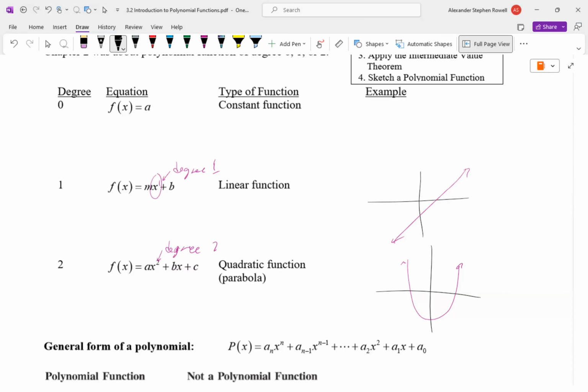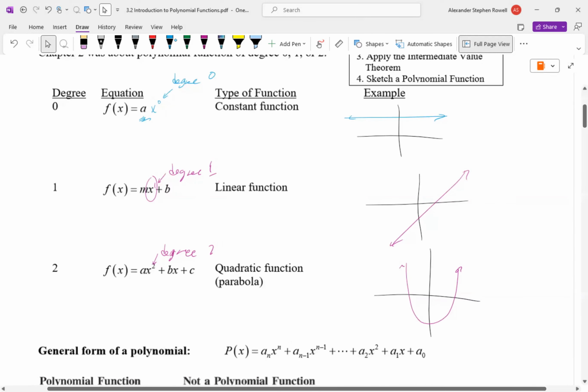Then we have constant functions, and these are constant, so they're equal to a single number. And these are degree what? Yeah, these are degree 0. Okay, and because there's no variable, we say it's degree 0. So we're saying what's the highest exponent of your variable? Here we have no variable. Okay, but we're familiar with these already.